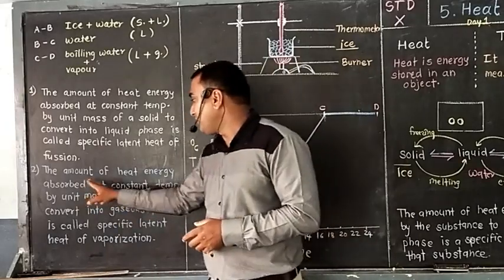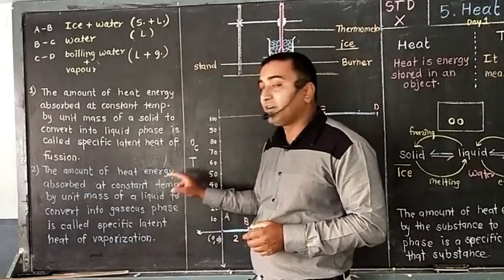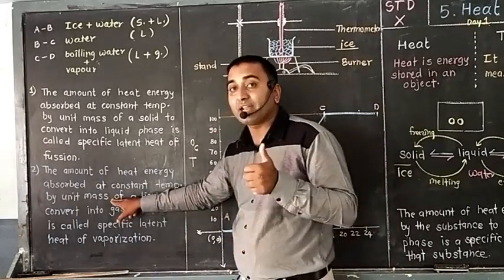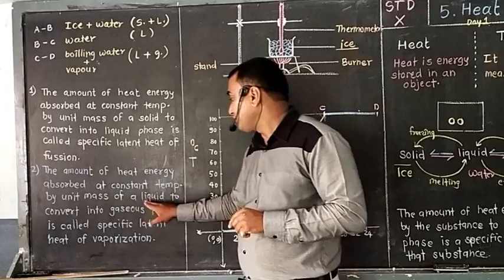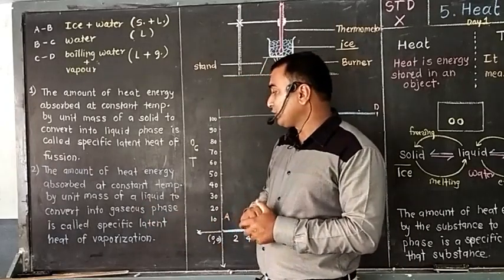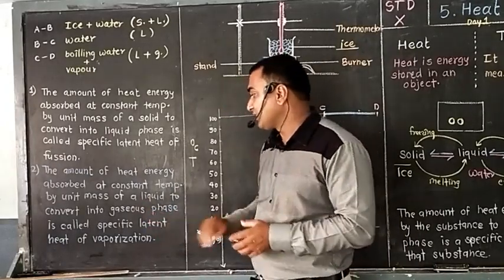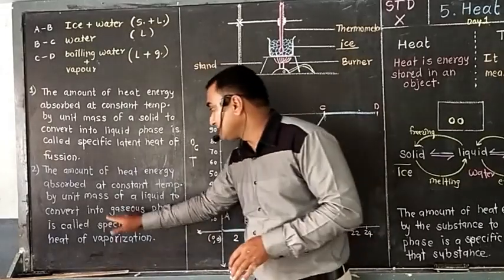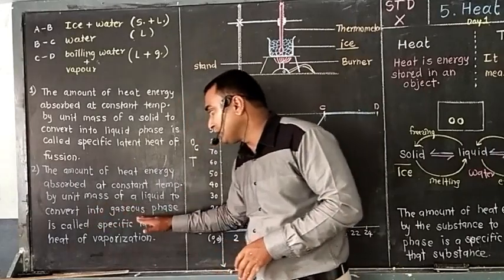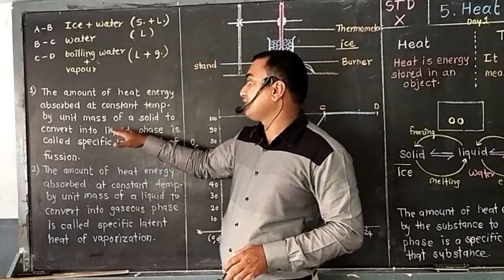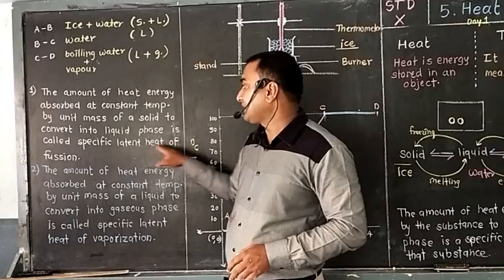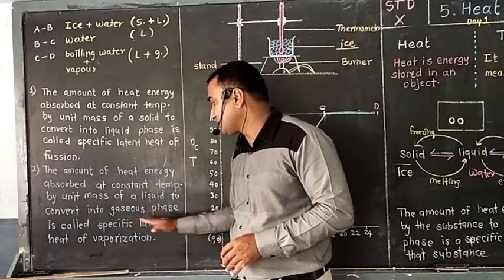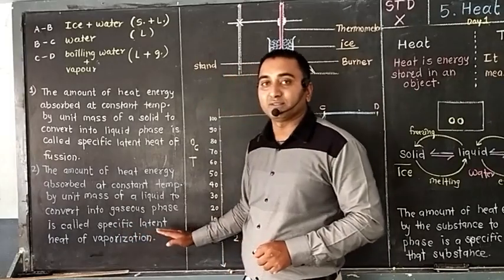So what is that? The amount of heat energy absorbed at constant temperature by unit mass, 1 gram or 1 kilogram, of a liquid to convert into gaseous phase is called the specific latent heat of vaporization. Here the change of phase is liquid to gaseous. So when the change of phase is from solid to liquid, it is latent heat of fusion, and when it is liquid to gaseous, it is specific latent heat of vaporization.